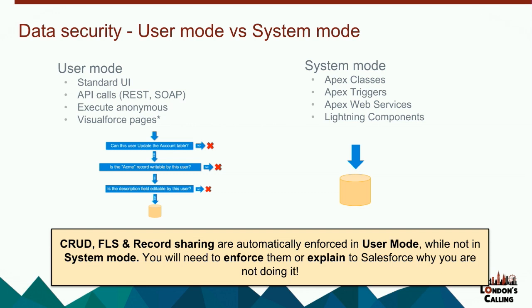For that reason, Apex classes, Apex triggers, Apex web services, and Lightning components don't enforce these three-level data security permissions automatically. So, if you want to pass the security review successfully, you will need to either enforce those permissions in this system mode or explain to Salesforce, and document, why you are skipping those permissions specifically.